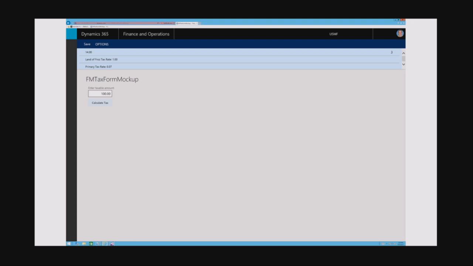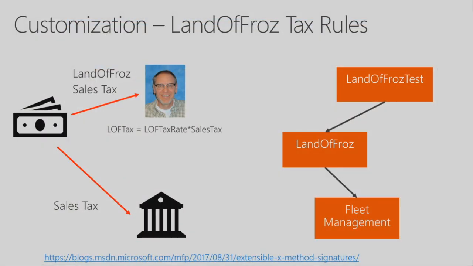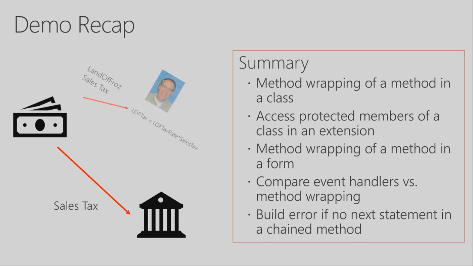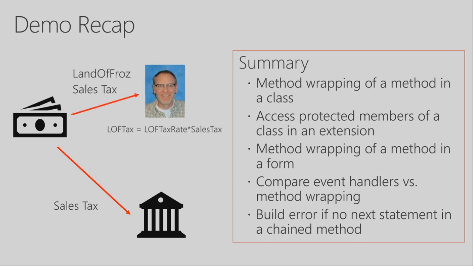So with that, I'm just going to recap what we did. We showed method wrapping of a method in a class, that was that calc tax. We showed access to the protected members. We showed access to, in the form, the tax class, which was a protected member. We wrapped a method in a form. You could also wrap a method in a table, so it's something that works across the board.